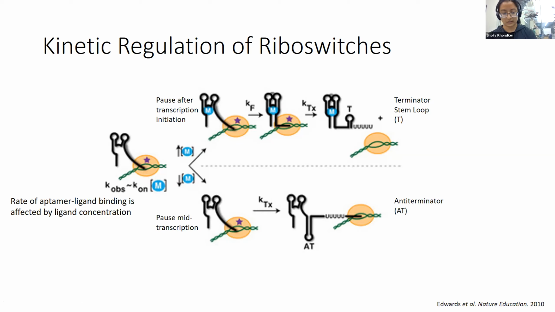So in order for the riboswitch to terminate transcription, the concentration of the ligand has to be higher than the rate of transcription, because if transcription proceeds beyond this initial pause without binding, there won't be any formation of the terminator stem loop. So any questions about riboswitches?